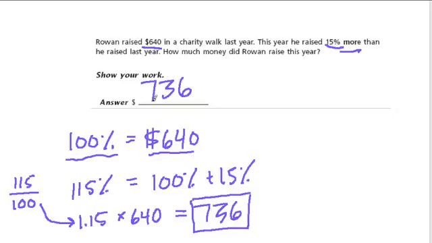Now just be careful, when they say 15% more, they mean 15% more than the original. So that 15% is out of this 640. So that's the relative term. 15% of 736, right? That's a totally different ratio and proportion. The 15% relates to the original number, 640. All right, hope that helps.